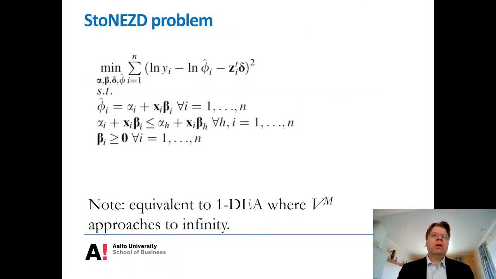Firstly, to clarify, how does this StoNED with Z variables differ from one-stage DEA? In my mind, they are actually the same. The only difference is very cosmetic. We here just relax the bound that the composite error term has a maximum value of capital V superscript M. That's not something that I really like to impose in the first place. So we can get rid of that constraint for the composite error term, and we can allow for any kind of deviation as large as needed. So that is the StoNED with Z variables.